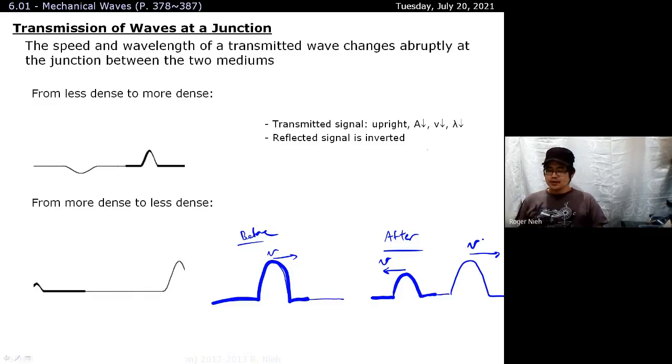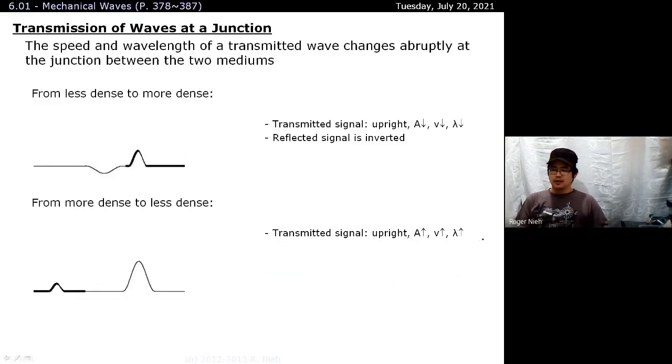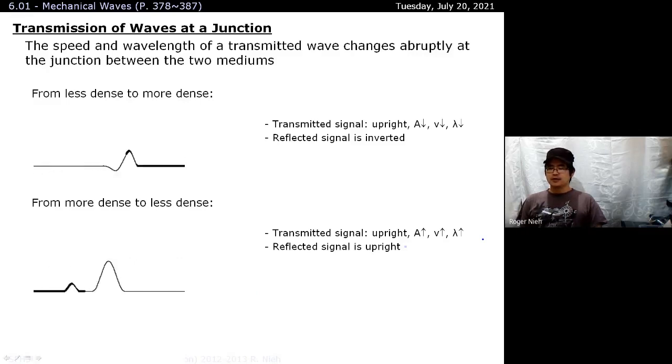Okay, so you can see that the transmitted signal is upright, the amplitude increases, the speed increases, and the wavelength also increases. And the other side effect is that the reflected signal doesn't invert. Reflected signal is upright. All right, so there's a bit more than meets the eye from back in grade 10. Again, in grade 10, you would have learned that the transmitted signal slows down. That's very true. But these are all the other side consequences as well.